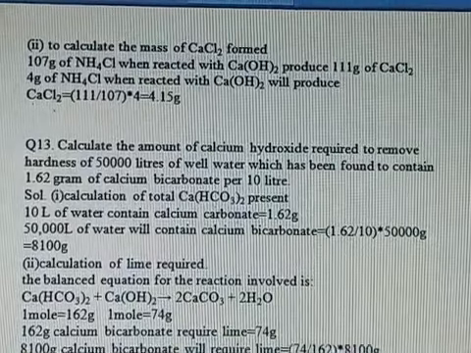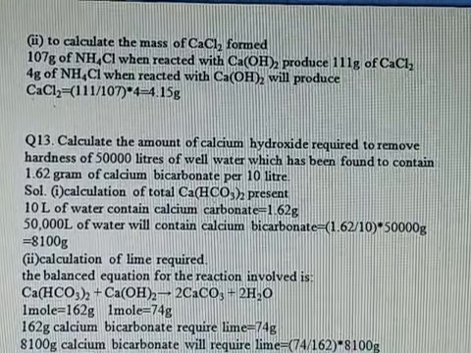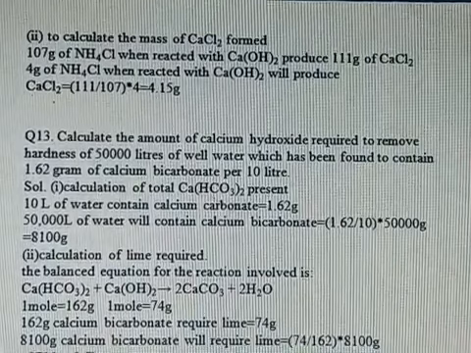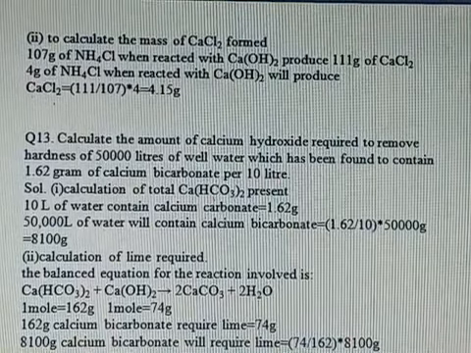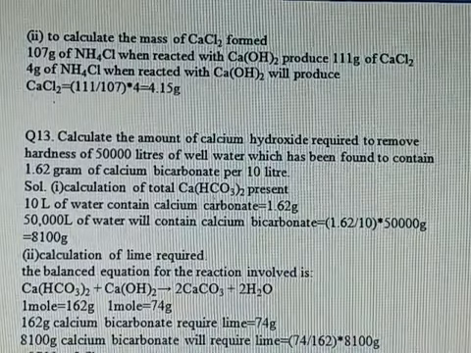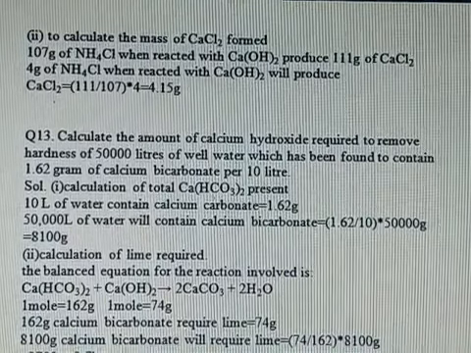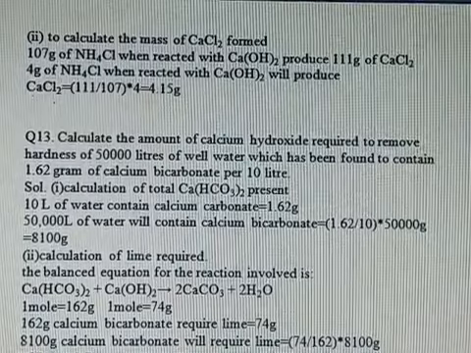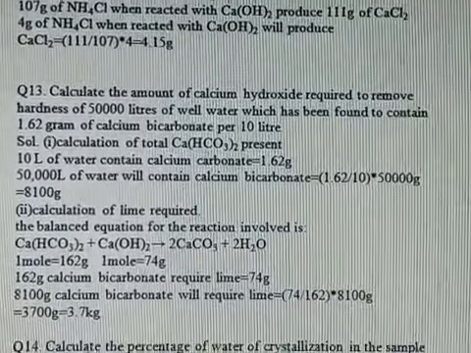And if 4 gram of ammonium chloride reacts with calcium hydroxide, then it will produce 111 divided by 107 into 4 gram of calcium chloride, which is equal to 4.15 gram. So this is question number 12.